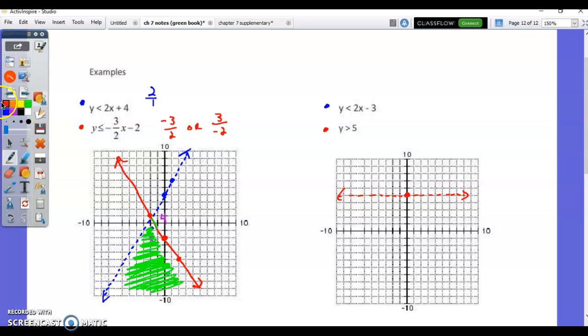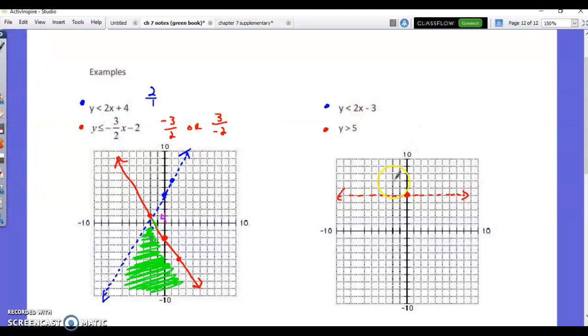All right, now I'm going to switch to my blue. Start at -3. 1, 2, 3. And I go up 2 to the right 1, up 2 to the right 1. This is also a dotted line. So I'm going to draw a dotted line going through those 2 points. And I'm going to extend up because I know I have to get to the point where they intersect.